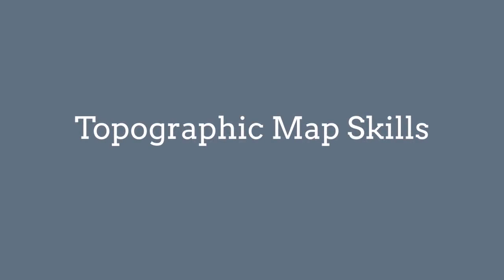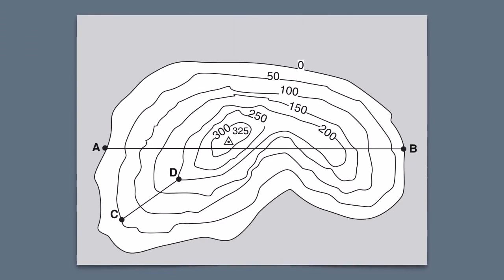Topographic Map Skills. So what exactly is a topographic map? Well, here's one. You see, a topographic map is different from a regular map in that it doesn't just show the outline of a landmass, but rather it shows the three-dimensional shape of a landmass. So you can visualize things like hills and valleys and cliffs, rivers, etc.